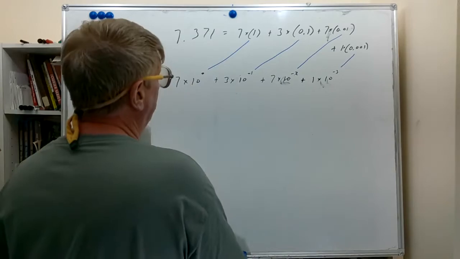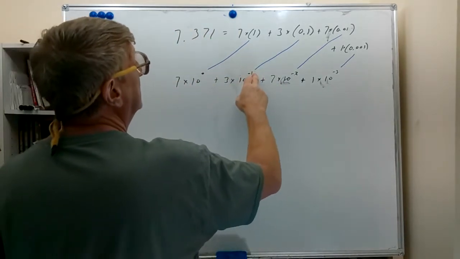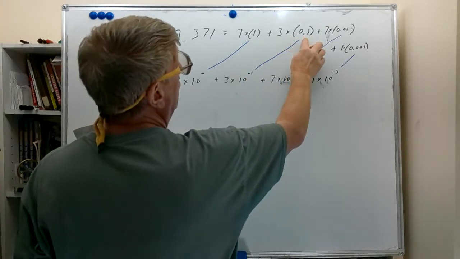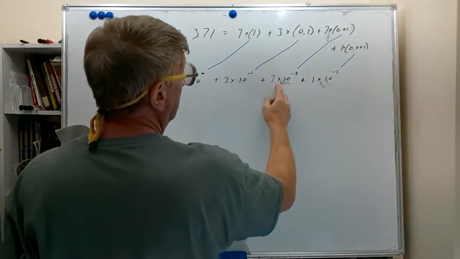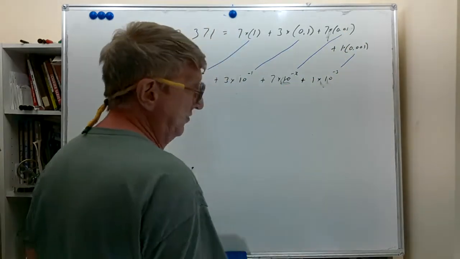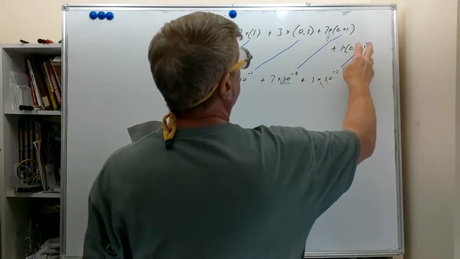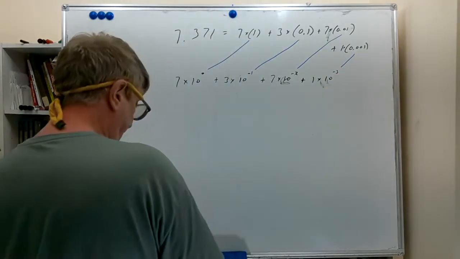And one thing you might notice here, 10 to the minus 1, the negative 1 tells us 1 decimal place. 10 to the minus 2, the negative 2 tells us 2 decimal places. 10 to the minus 3, the minus 3 tells us 3 decimal places.